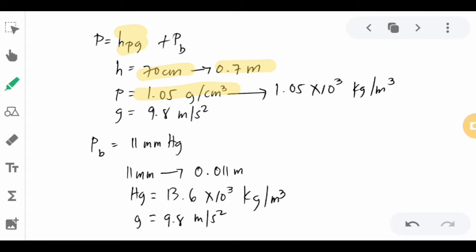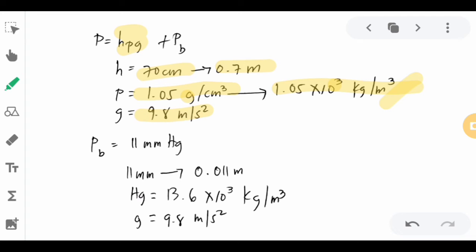So that is 1.05 grams per cubic centimeter. Converting that into kilograms per cubic meter, you just have to add three zeros in this case, so that is times 10 raised to 3, changing the grams into kilograms and the cm³ into m³. And then the acceleration due to gravity, g, is equivalent to 9.8 meters per second squared. This is a constant.